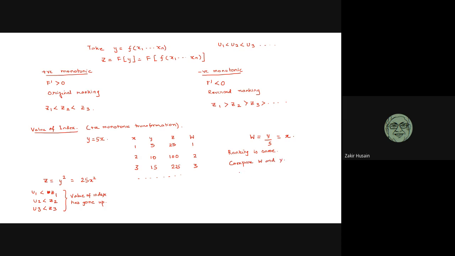What do we get? Y1 is greater than W1, Y2 is greater than W2, and so on, right? So both of them are positive monotonic transformation, but you have to be a bit careful. As a result of this transformation, what I'm ensuring is ranking is unchanged.